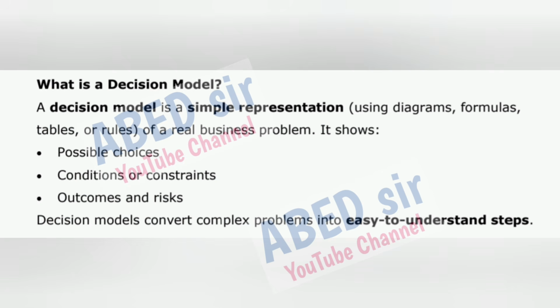What is a decision model? A decision model is a simple representation, using diagrams, formulas, tables, or rules of a real business problem. It shows possible choices, conditions or constraints, outcomes and risks. Decision models convert complex problems into easy-to-understand steps.